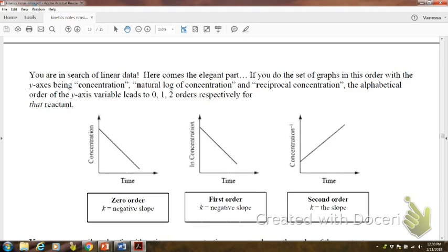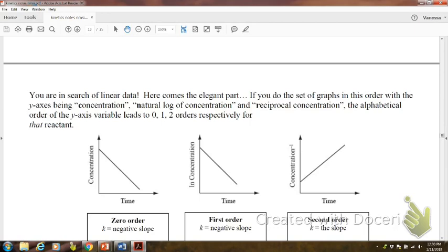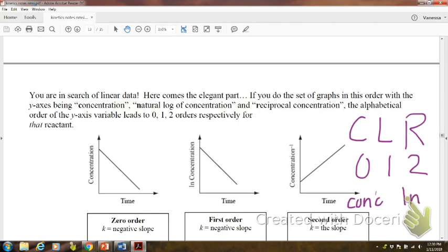And if you do that, let me write this. CLR will be 0, 1, 2, and that will correlate with concentration for C, natural log for first order, and then the R would be reciprocal. I'm running out of room. But that's just a way to help you remember, like an acronym, CLR. Concentration would be zero order if it's a straight line. The natural log is going to be first order, and if the reciprocal gives you a straight line, it's going to be second order. Okay? All right.